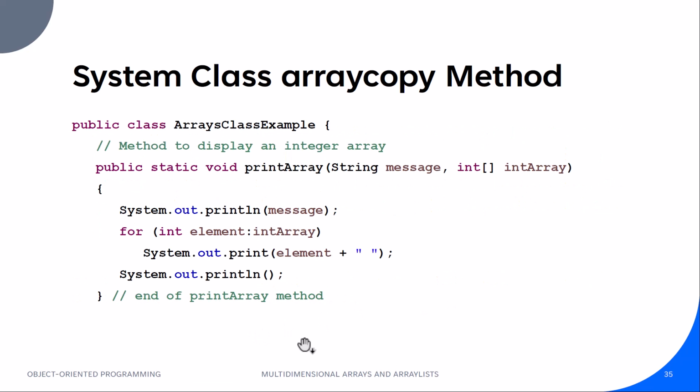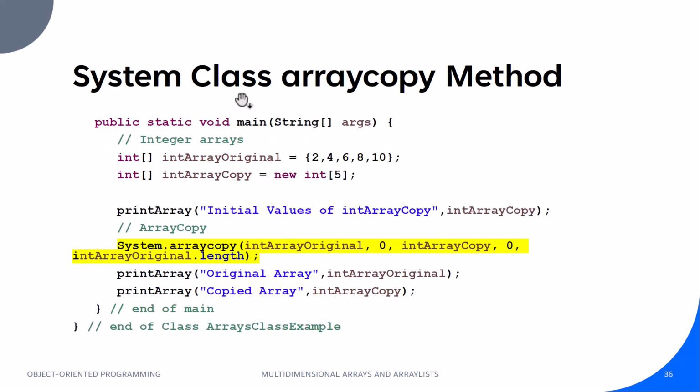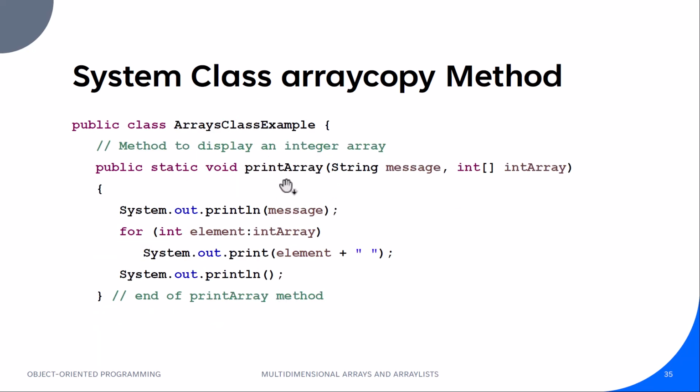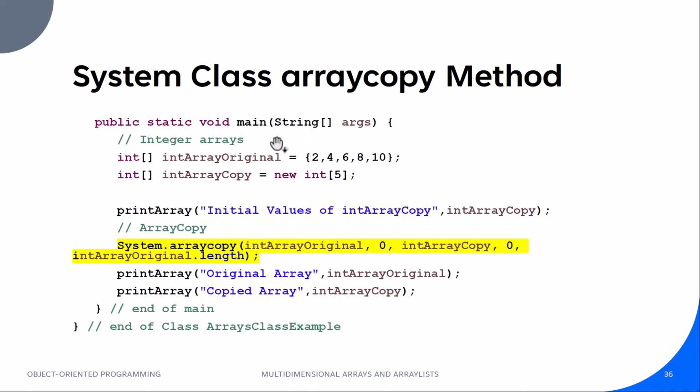Now let's see an example. Here we have a printArray method, and we have a main method. Within the printArray, we are going to display the integer array with a message. We are passing the array as a parameter, and we are going to print the values of the array elements. Within the main, we have two arrays. This is the original array, and this is the array that I want to copy from the original. And here's how I'm printing the initial values of the arrays.